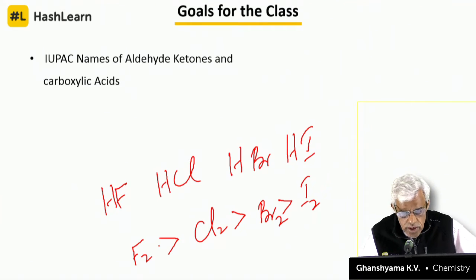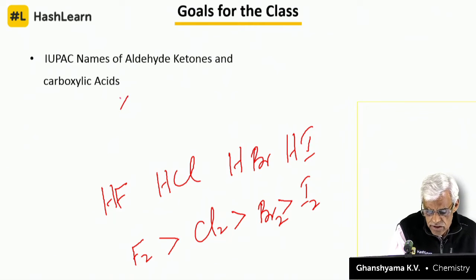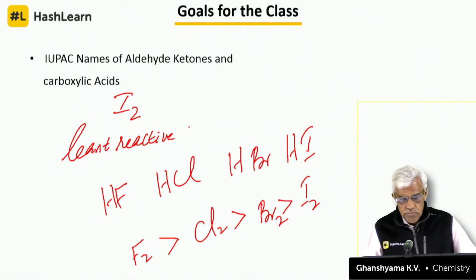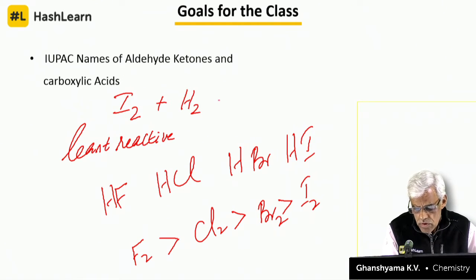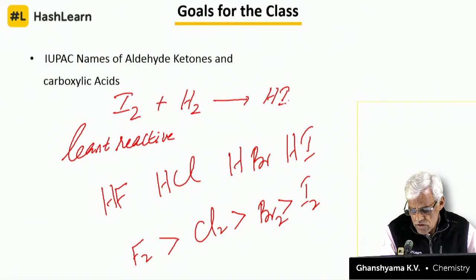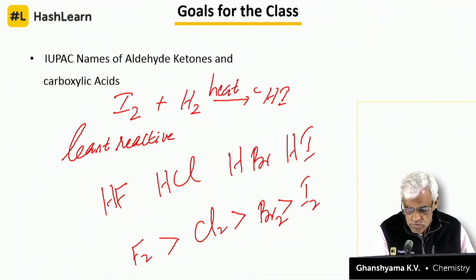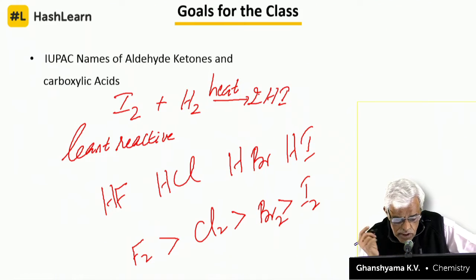So, reactivity of fluorine is greater than chlorine, greater than bromine, greater than iodine. Iodine is least reactive. If you want to convert iodine into hydrogen iodide, you should supply heat or energy to this. So, iodine is least reactive. If you want to convert iodine into HI, you have to supply heat.